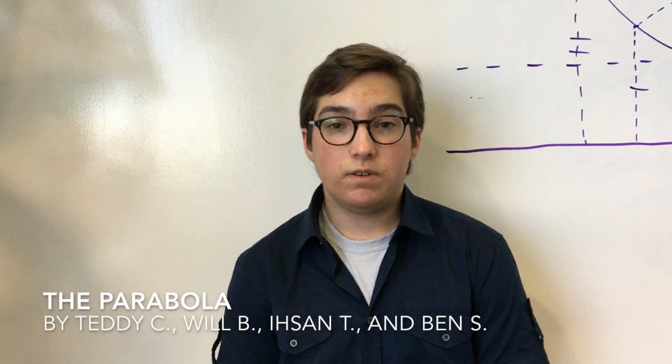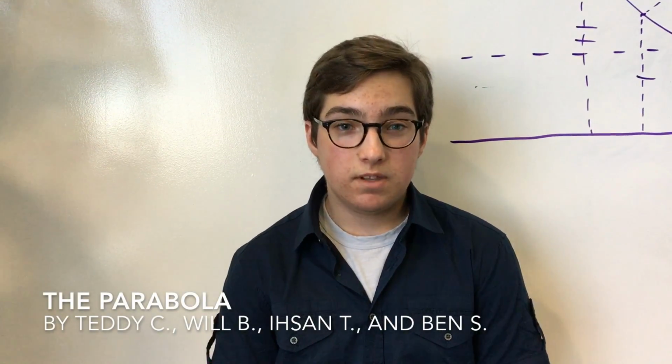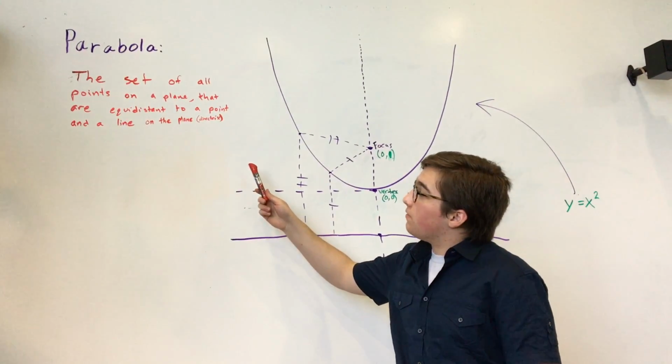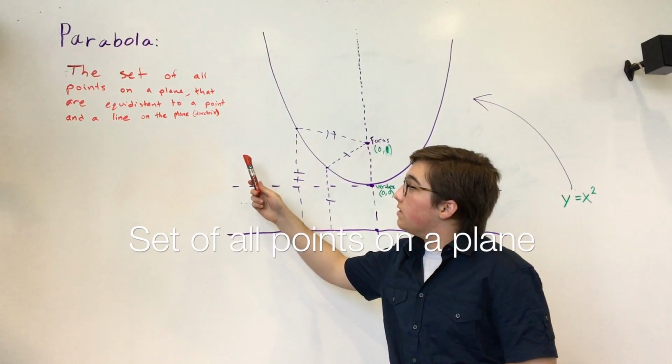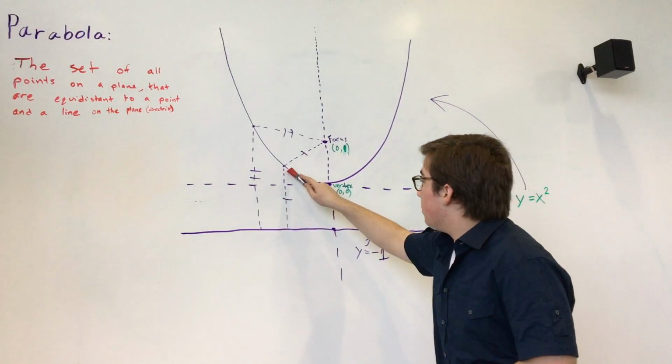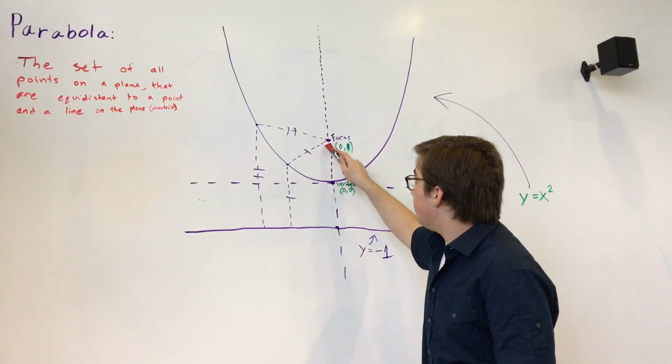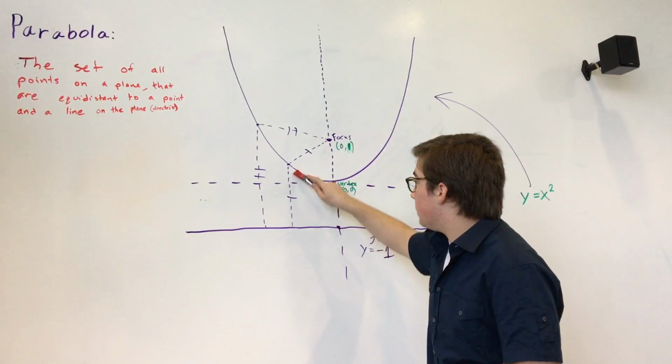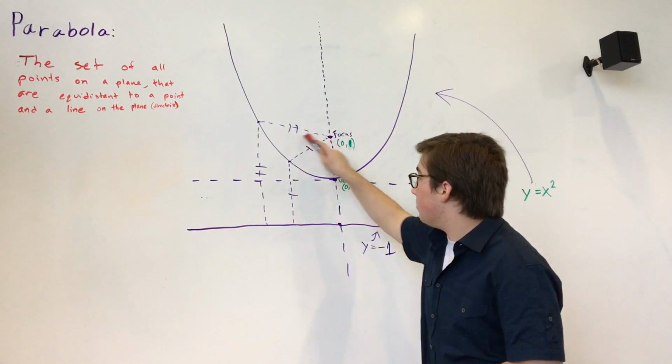Hello, in this video we will discuss the mathematics of a parabola and some of its real-life applications. So a parabola is the set of all points on a plane that are equidistant to a point and a line in the plane. So this point on the parabola is equidistant from the focus as it is to the directrix, and same as this point.